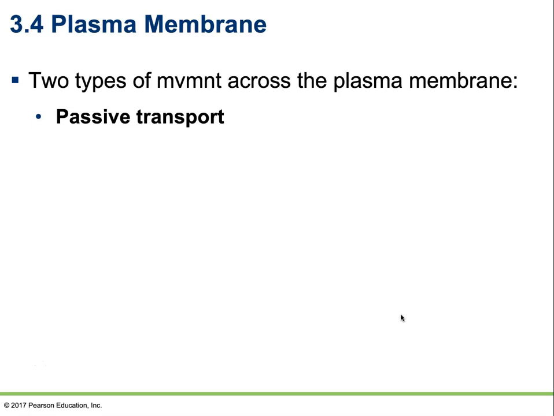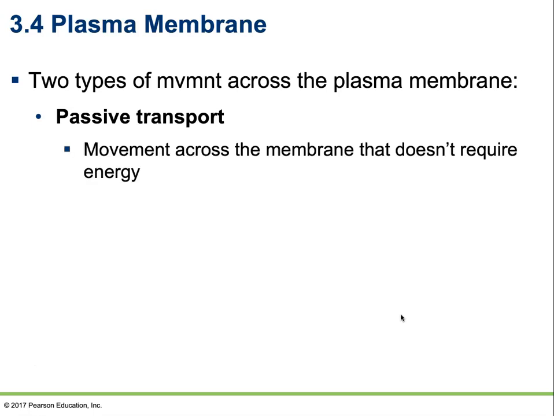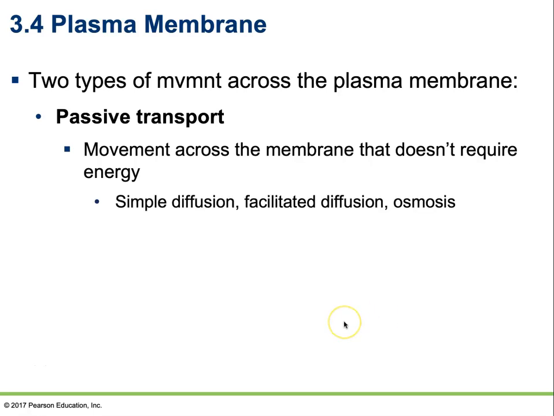There are two types of movement across the plasma membrane. The first is what's known as passive transport. Passive transport is movement across the membrane that doesn't require any energy. There are going to be a couple of examples of this: simple diffusion, facilitated diffusion, osmosis. All of those are what are known as passive transport. No energy is involved in the movement of molecules across that plasma membrane.